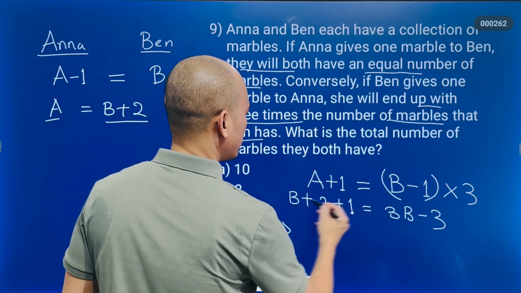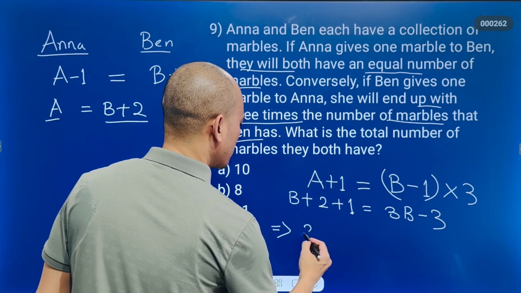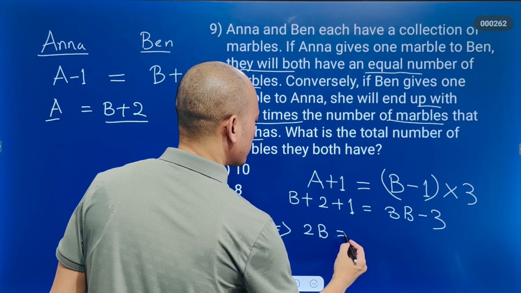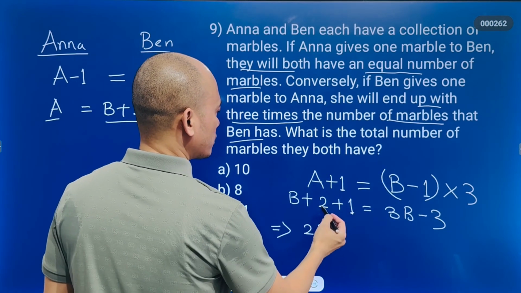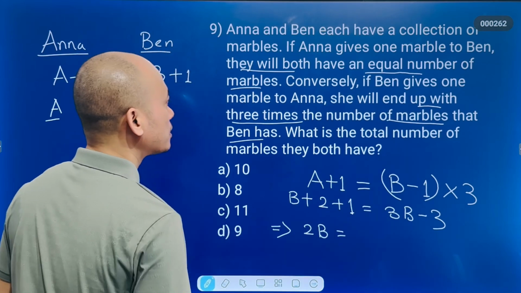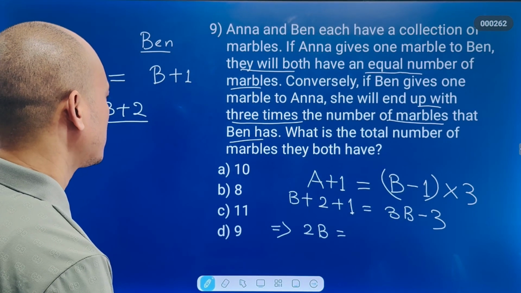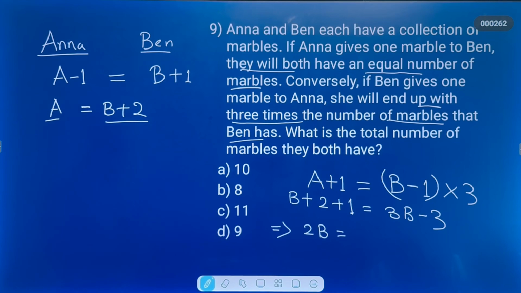So 3B, this B will go this side, 3B minus B, it will be 2B. Then 2 plus 1, 3. Is something wrong here? If Ben gives one marble to Anna, she will end up with 3 times the number of marbles Ben has. B plus 2 plus 1, 2 plus B plus 3 is equal to 3B minus 3. Okay. So yeah, it is correct.